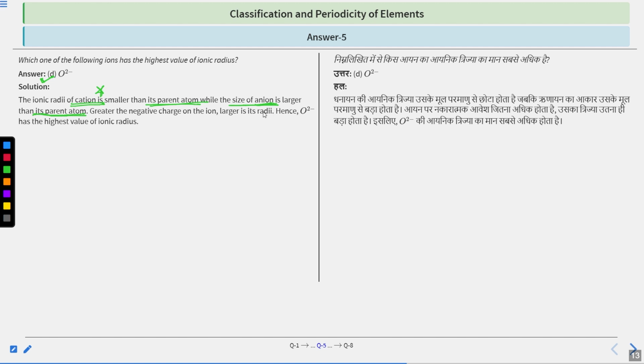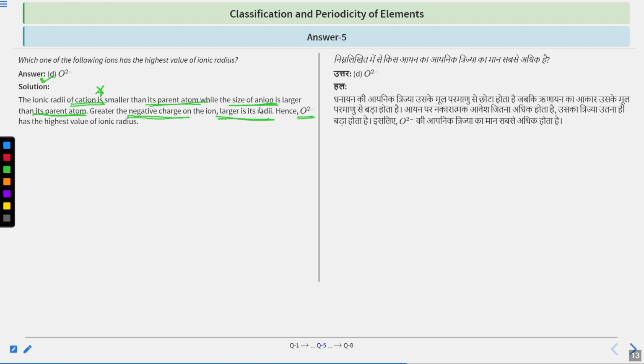So the size of an anion is larger than the parent atom, but the size of a cation is smaller than the parent atom. So the greater the negative charge on the ion, the larger its radius. First we see that a cation has a positive charge, so it is smaller than the parent atom, and an anion has a negative charge, so it is larger than the parent atom. But if we compare two anions, the greater the negative charge on the ion, the larger will be its radius. This is the direct relationship.